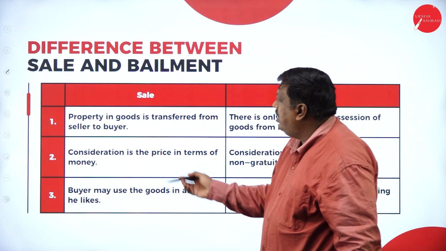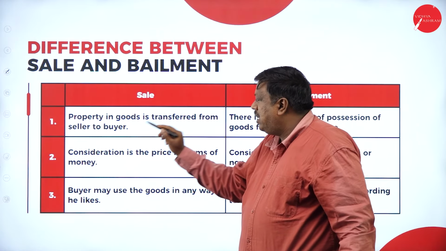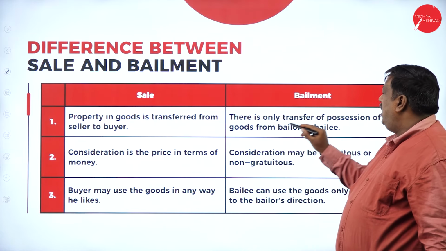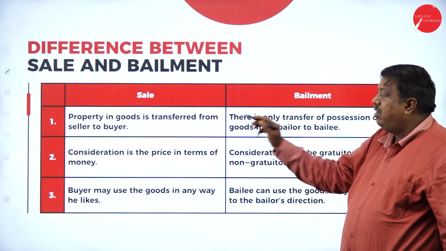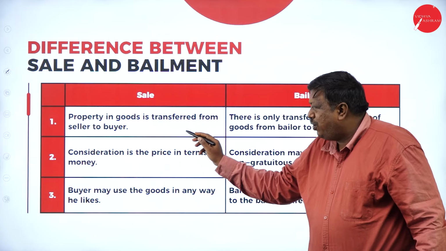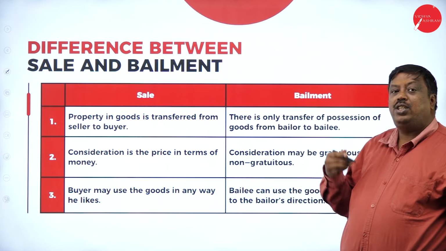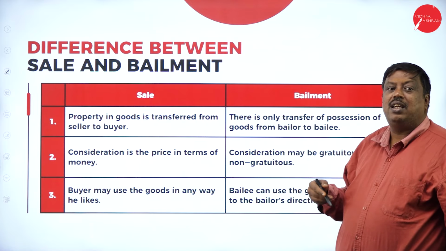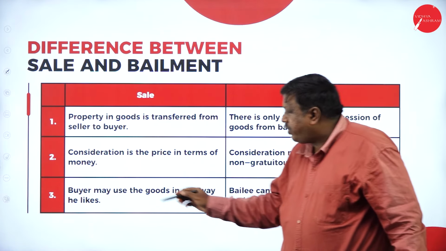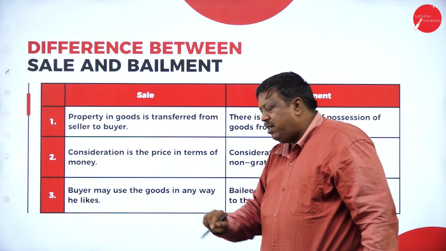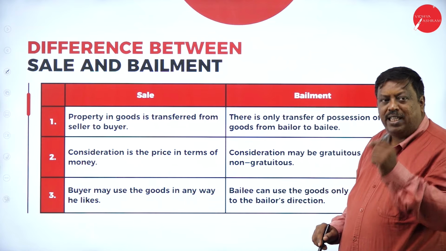The next we have here is sale and bailment. In a sale, property in goods is transferred from the seller to the buyer. In bailment, there is only transfer of possession of goods from bailor to bailee. Here, transfer of goods and property both will be made. In bailment, only the possession of the goods will be given, not the entire rights. Consideration in a sale is the price, the amount they are going to pay for the purchase of goods by the buyer.